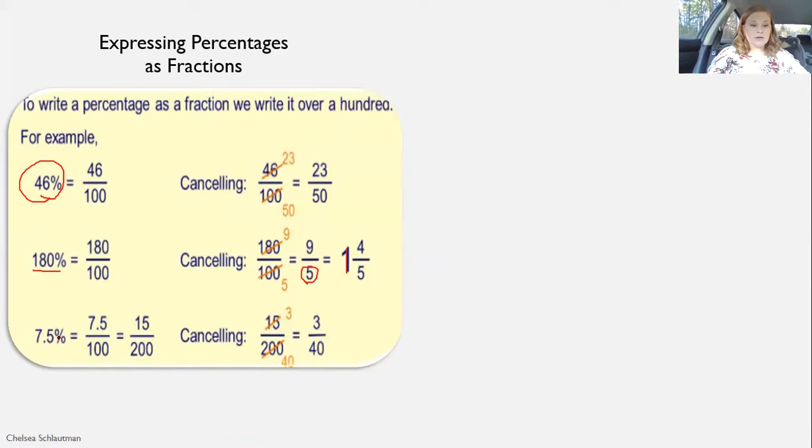And then our last one here is 7.5%. We can't do it with a decimal here because we want it to be a whole number. So what we're going to do is multiply this fraction times 2. 7.5 times 2 is going to equal 15, and 100 times 2 is 200. And then we're going to do it the exact same way as before. Now that we have whole numbers, we're going to simplify 15 over 200, which is 3 over 40.